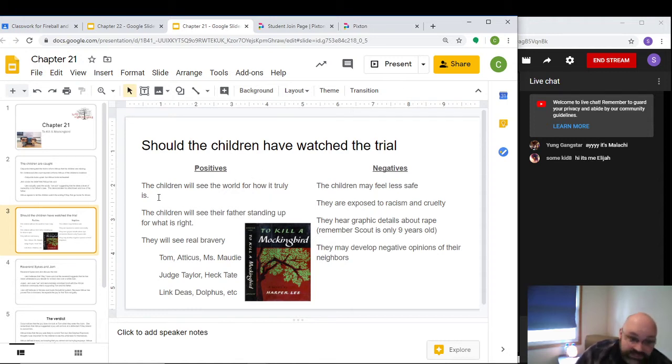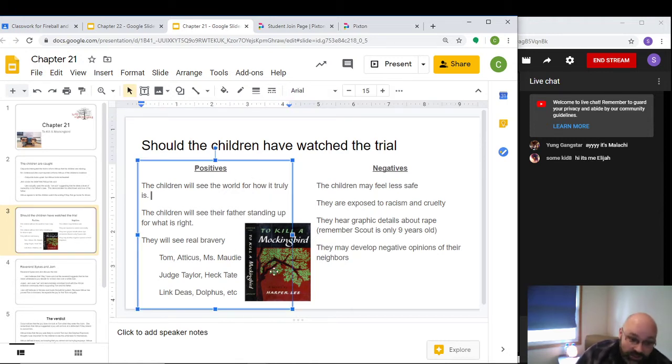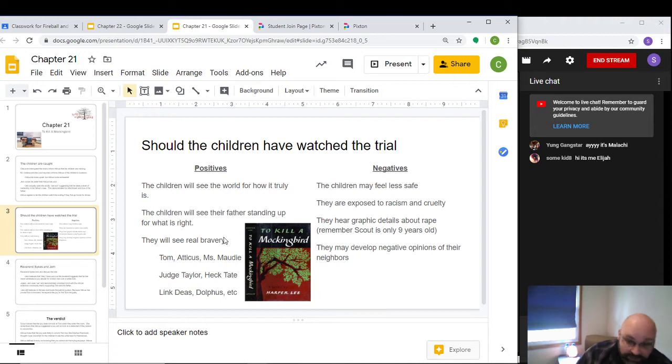Well, for one, they would see the world the way it actually is. Two, they would see their father standing up for what was right. They will see bravery in action, and not just from Atticus, also from Tom. Tom is probably very frightened, but he's still demonstrating a level of bravery standing up to these charges. Miss Maudie's refusal to go to the trial shows a level of bravery. She's kind of voicing her dissent by not showing up at the trial.